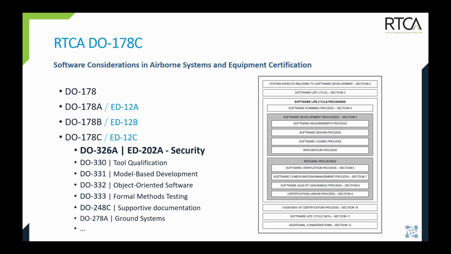Now, if you hear of DO-248C, it is a supportive documentation for DO-178C containing clarifications and information on rationale for each DO-178C objective. Additionally, standard DO-278A is based off of DO-178C, and it's specifically for ground systems such as air traffic control systems.